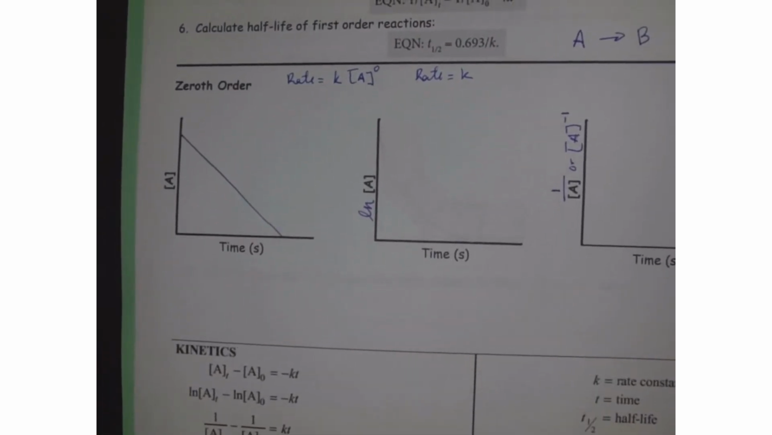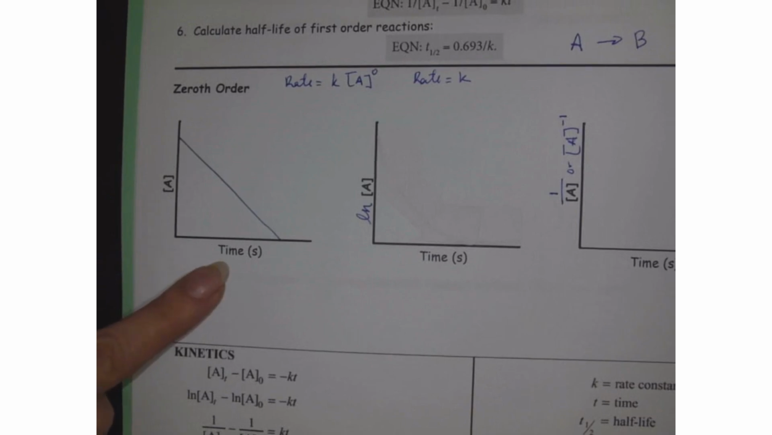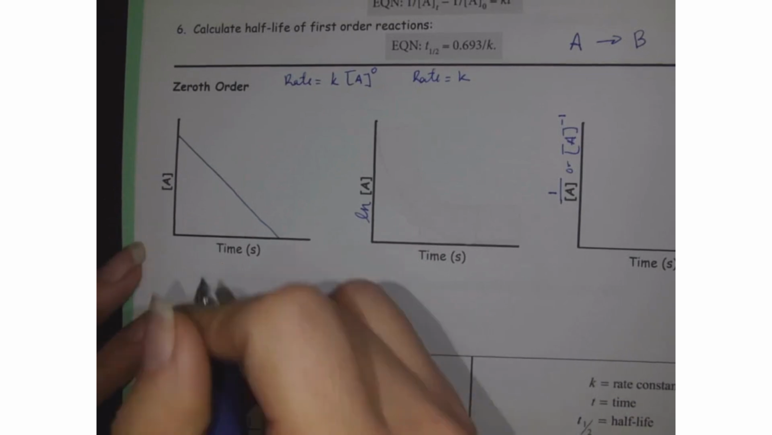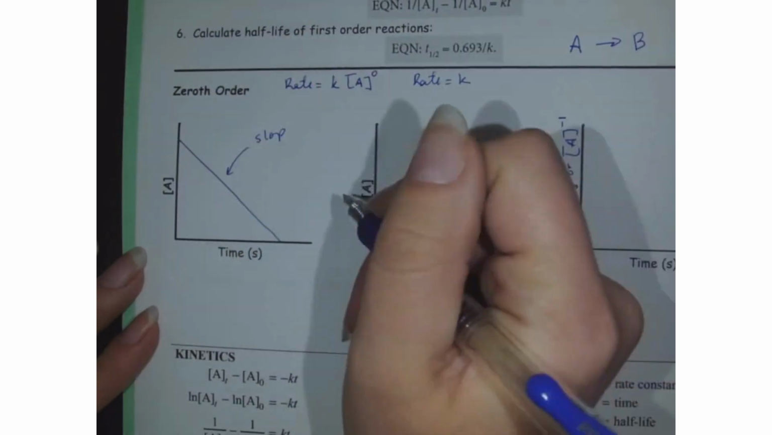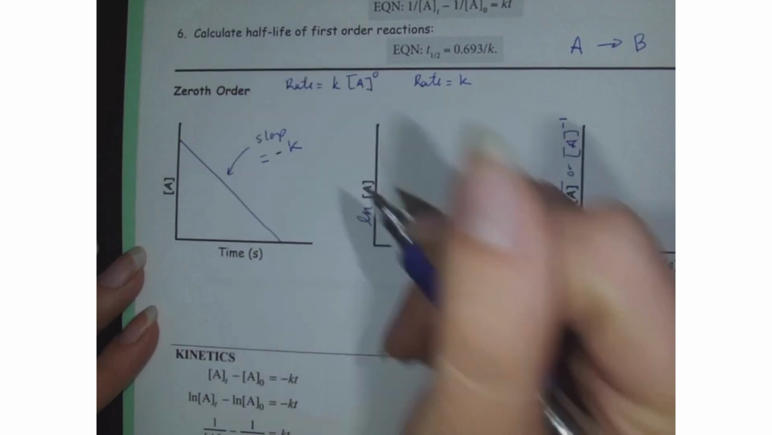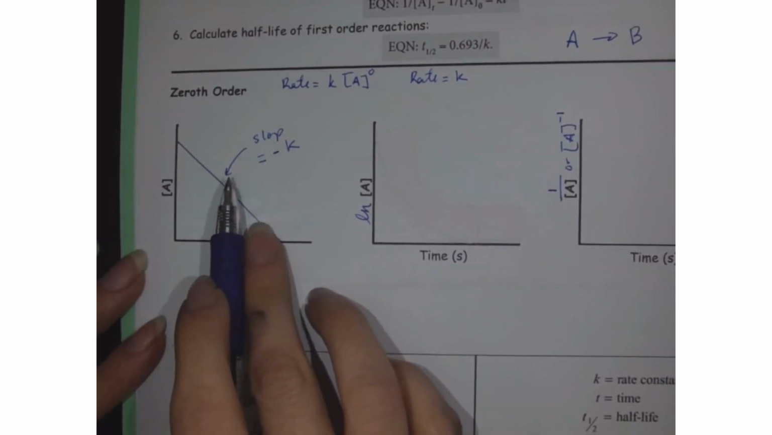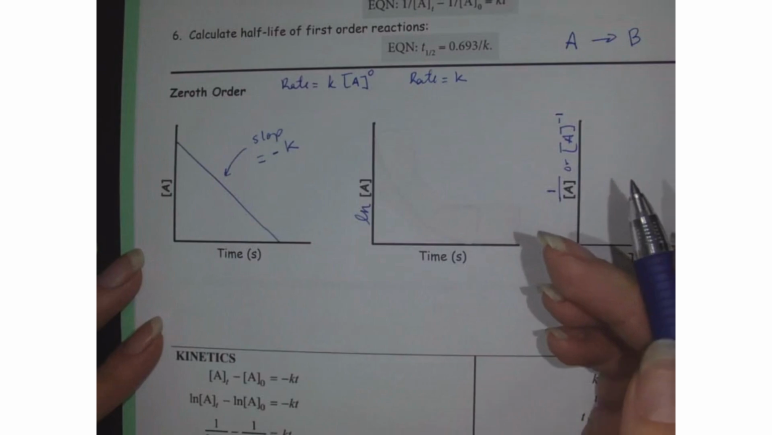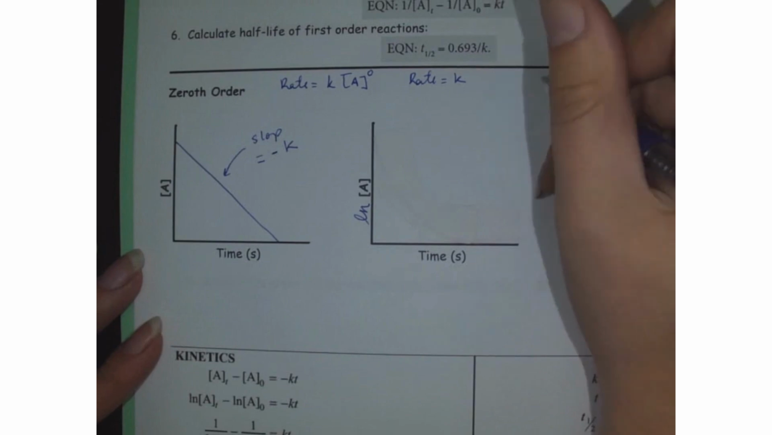If I were to take a reaction that was zero order and graph the concentration versus time, we get a linear graph here. And what's cool is the slope of this line is going to equal the opposite of k. It's going to be negative k. So if we have enough information to get the slope here, then that is equal to our rate constant, k.